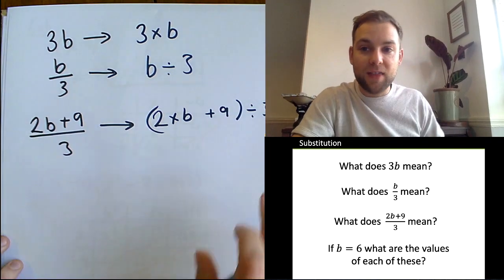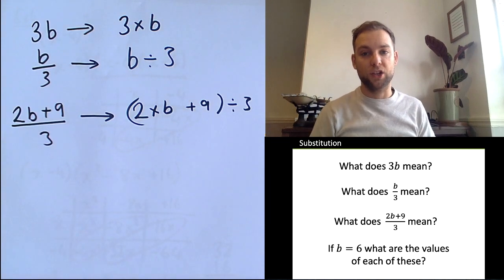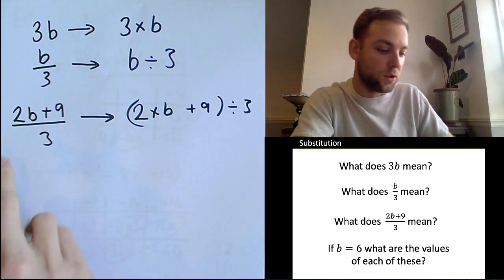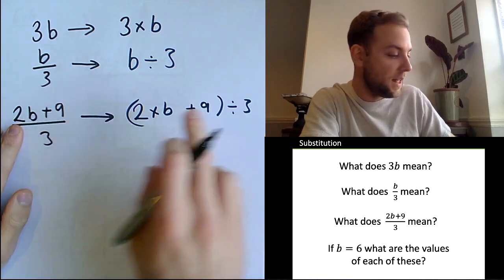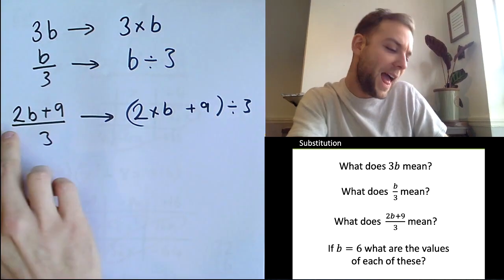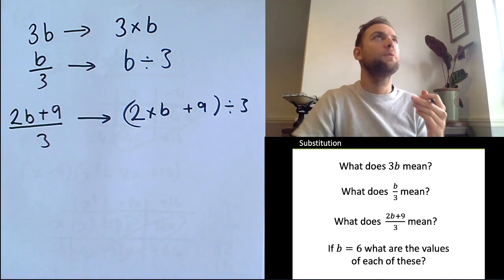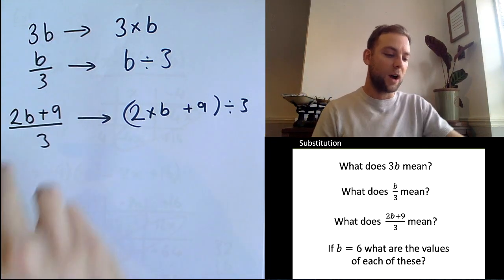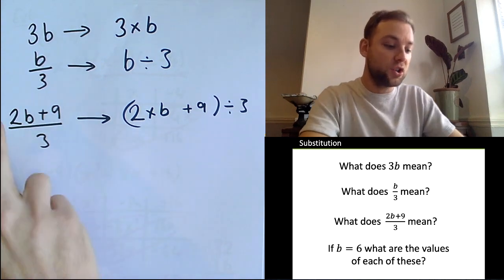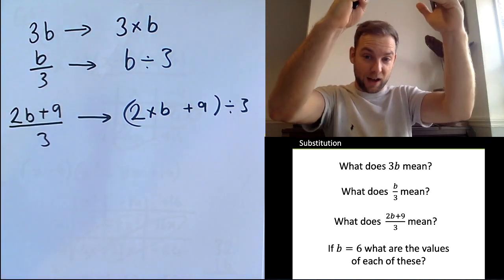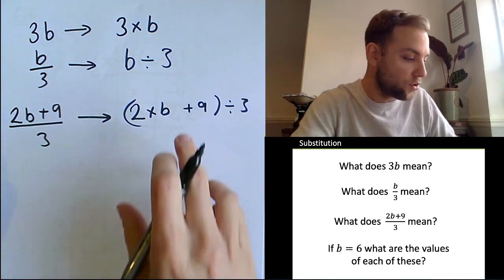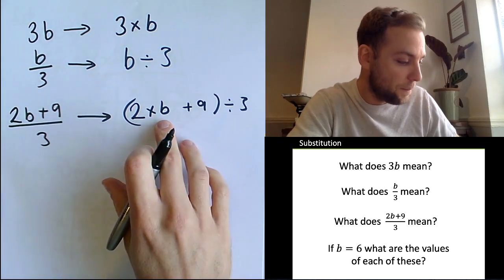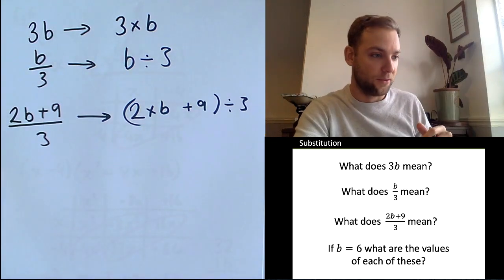Now we do it in that order because of the order of operations, or because of BIDMAS, or whatever you want to call it. We do the multiplication first, then we add the 9. Be careful with this, because a lot of people say, well, from BIDMAS we've got to do the divide first, so why am I not dividing by 3 here? And it's because it's all over 3. It's all of that on the top divided by 3. So we've got to do all of this first and then divide by 3. So 2 times by b plus 9, then divided by 3.